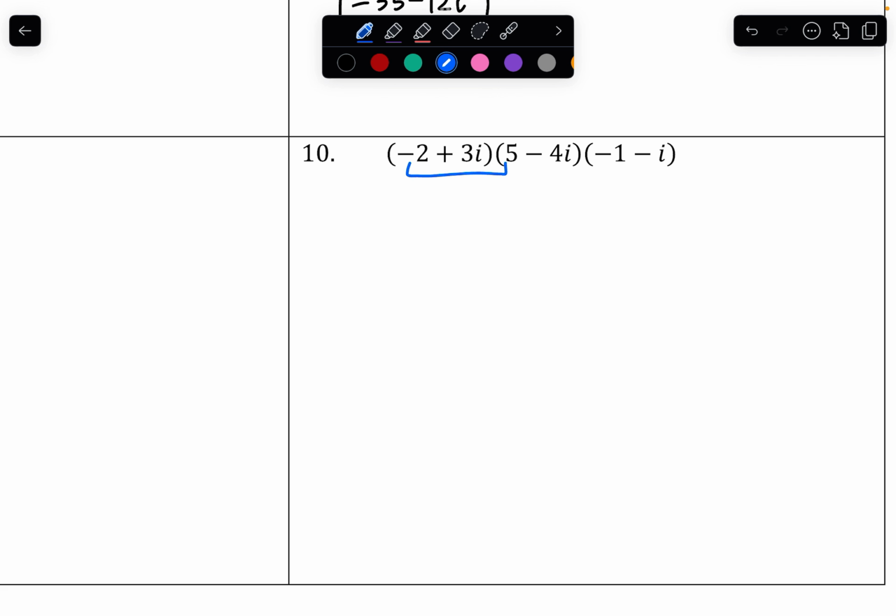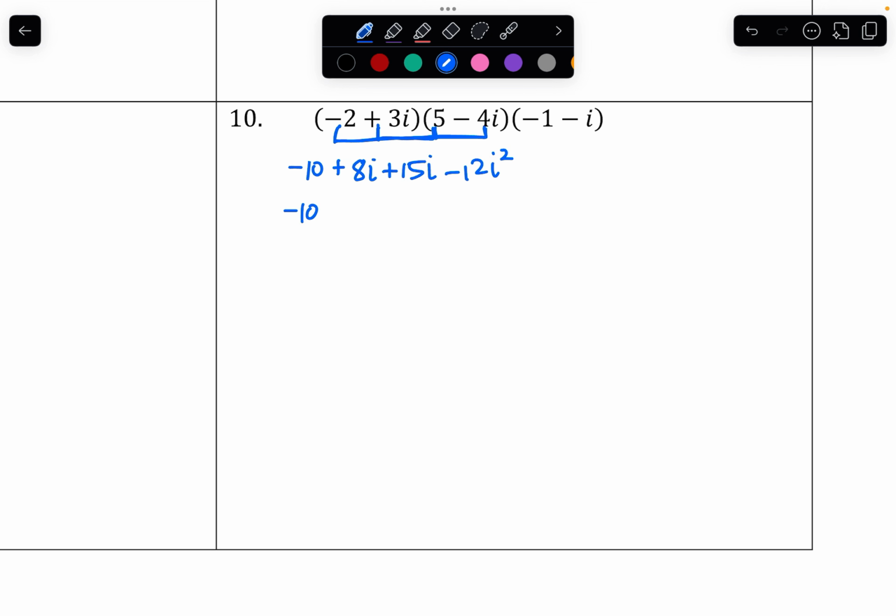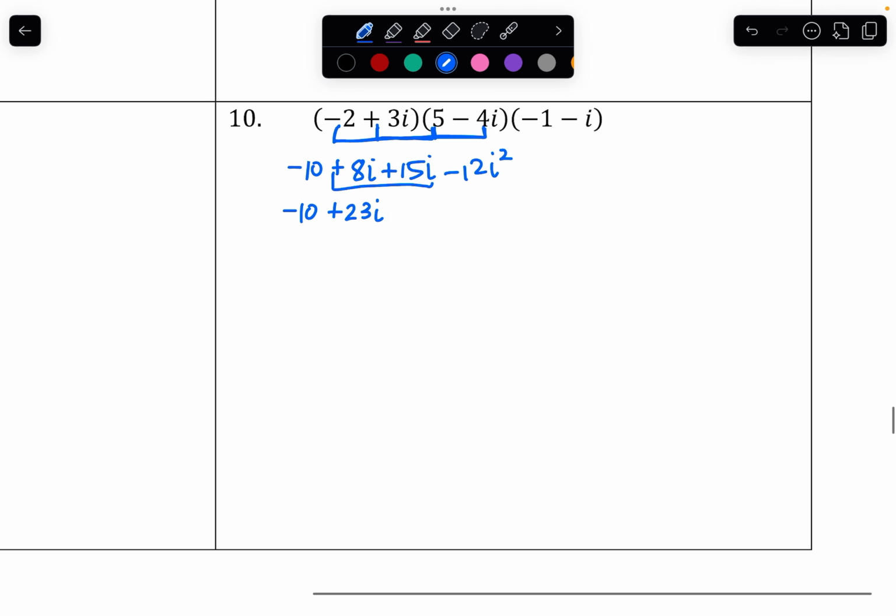And so first would be -10. Outside would be positive 8i. Inside would be positive 15i. And then last would be -12i squared. Okay, and so that gives me -10. 8 plus 15 is 23i. And then i squared is the same as -1, and so that would turn that to a plus 12. And so now when I combine my real parts, it's 2 plus 23i.